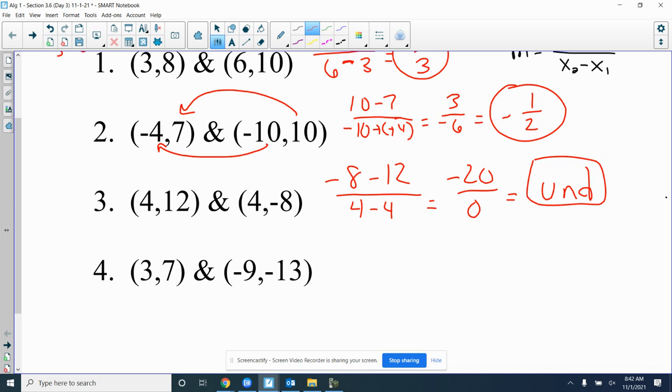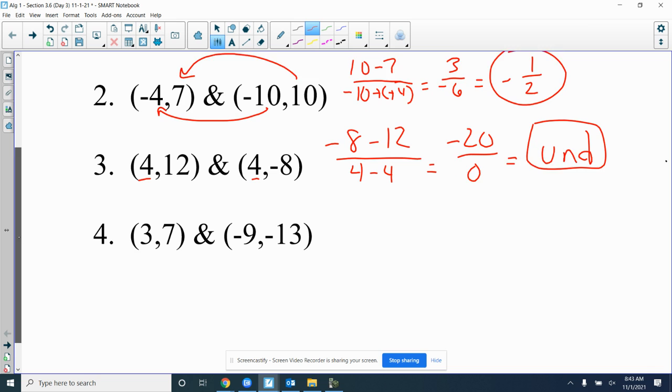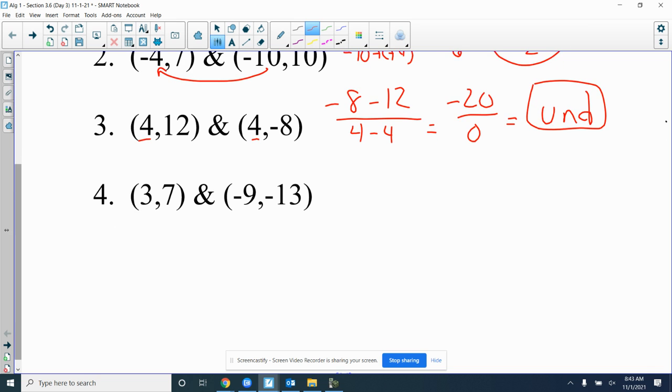That's undefined. Now, hey, here's a little light that should go off, guys. Anytime you have a same x or a same y value, it's either going to be a zero slope or undefined slope. See how I have 4 in my x's? Same, right? It's going to be a special slope. Okay? All right.